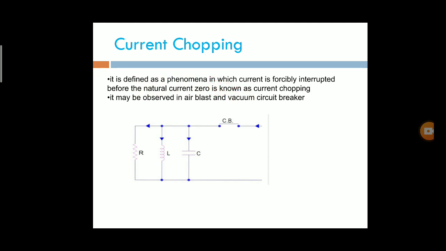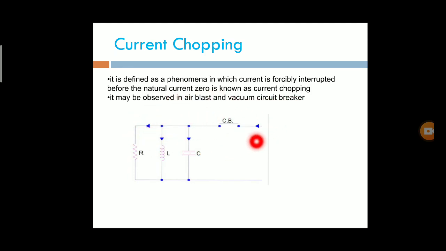Before the natural current zero, the current is forcibly interrupted. This is known as current chopping. It may be observed in air blast and vacuum circuit breakers.